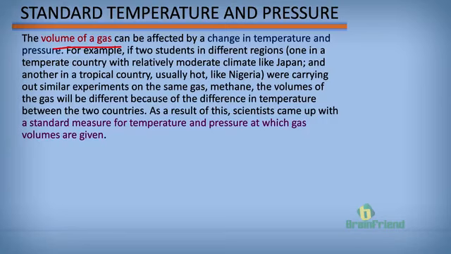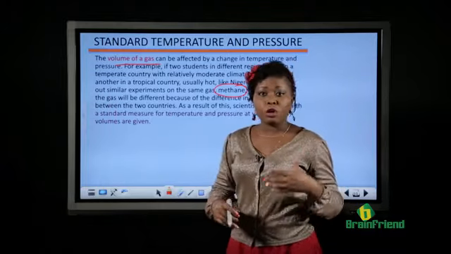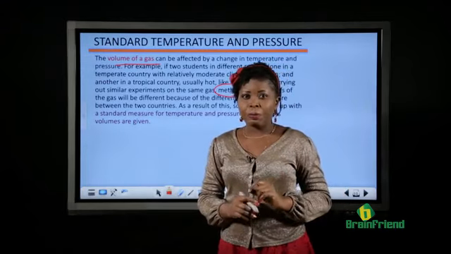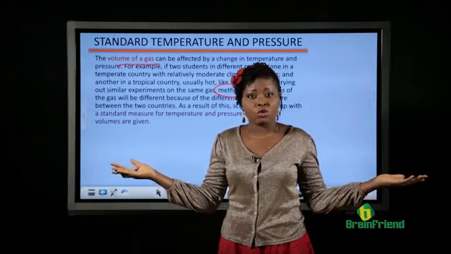So, we know that different parts of the world have different temperatures. For example, let's say two science students are working in two different regions of the world. One is in a temperate country such as Japan, that is quite cool, and another person is in a tropical country, say Nigeria, that is hot. If they are working on a particular gas, such as methane, the volume of this gas is going to be affected by the difference in temperature of these two regions.